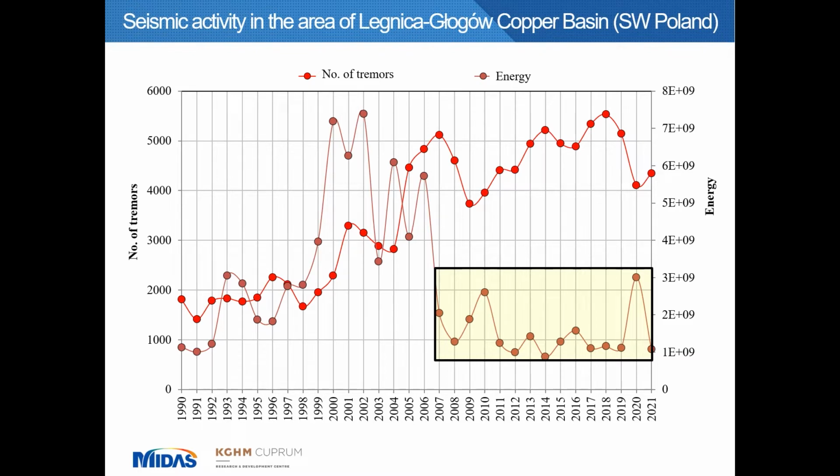Of course, confirmation of these words can be, for example, observed in these graphs, which show the distribution of seismic activity in KGHM mines over the last 30 years. As you can see, modifications of the method of selection of the deposit, which I briefly discussed today, translated into the clear decrease in seismic activity recorded in the following years.